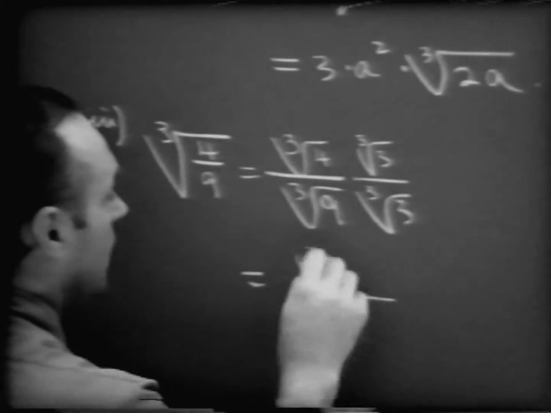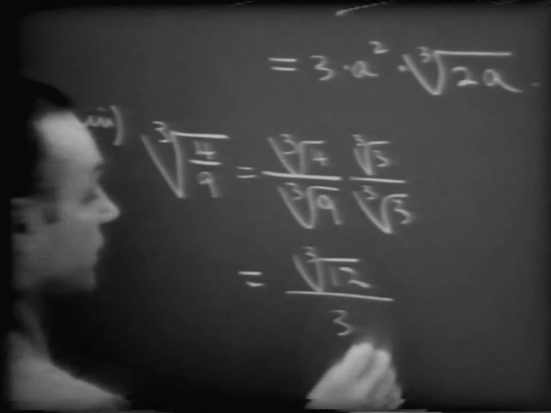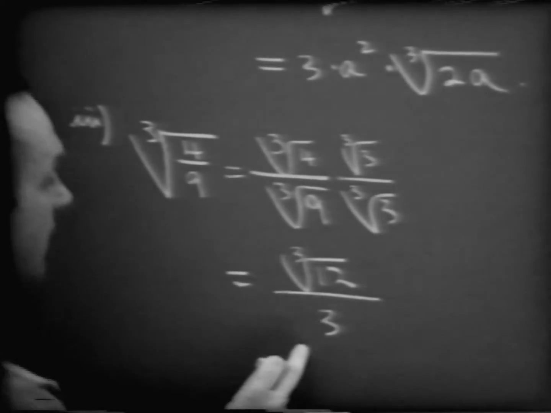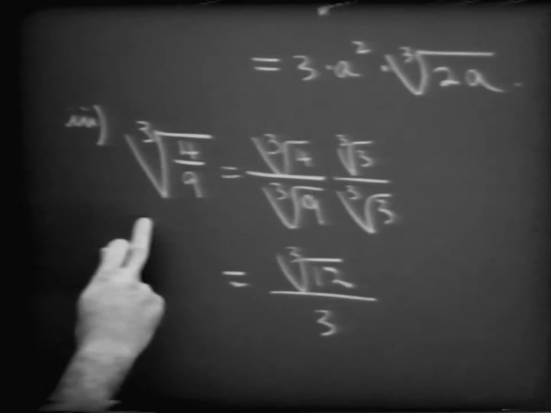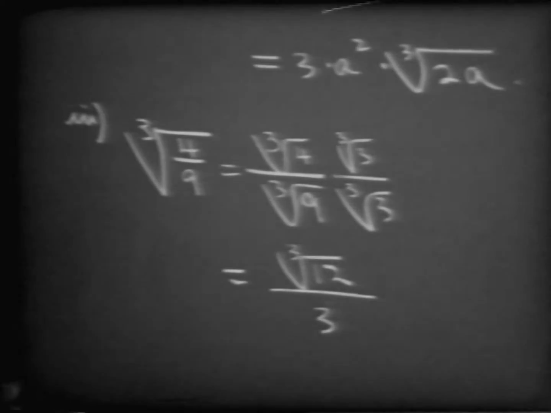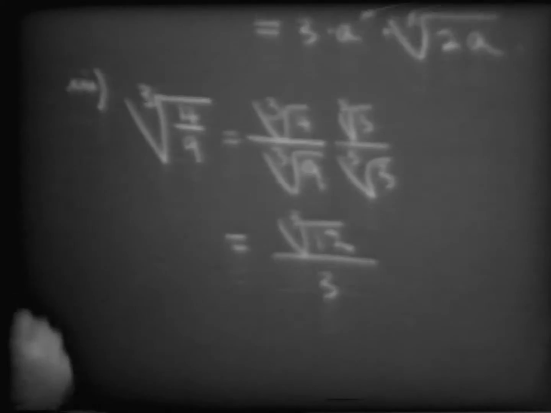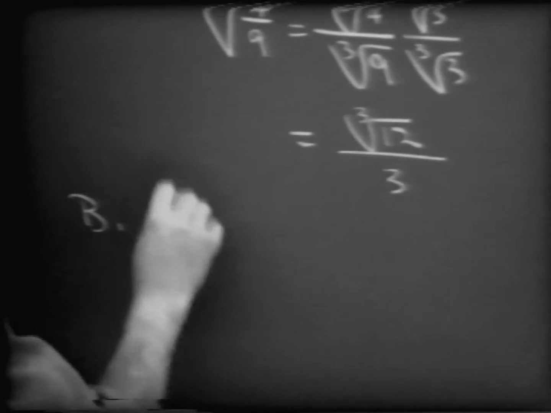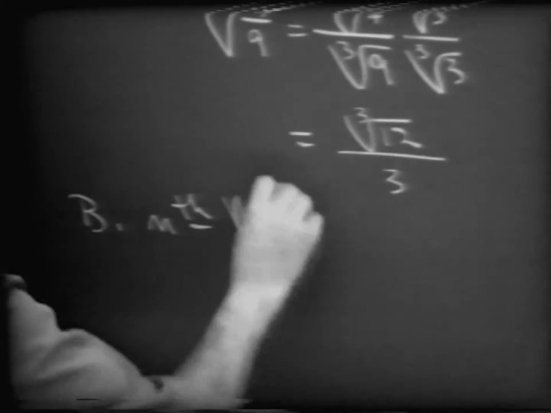The cube root of 12, using our theorem. Okay? So this then is the most simple name for this expression here. All right? Well, let's go on and look at the other idea that we'd like to do today, and that has to do with the nth root. So let me call this idea B, in which we're talking about nth roots.